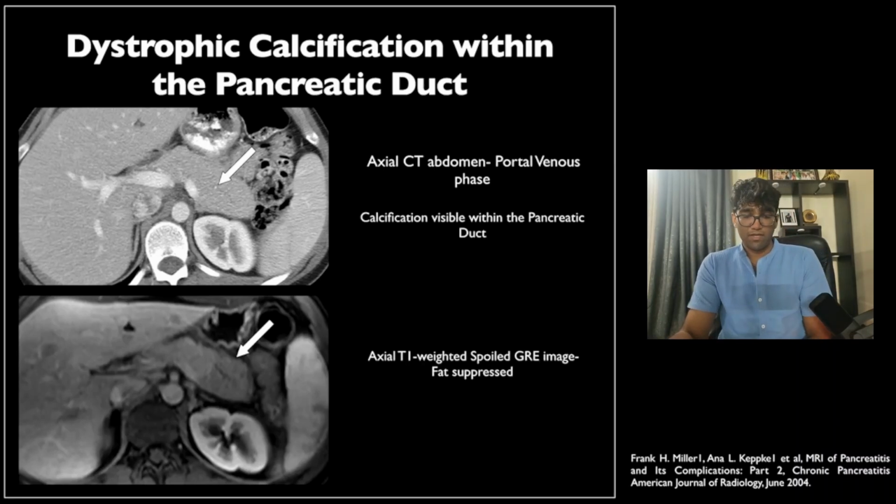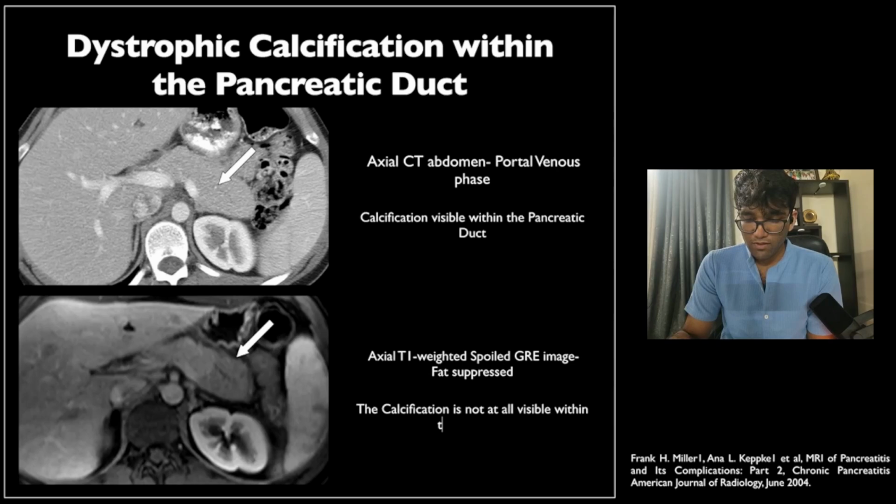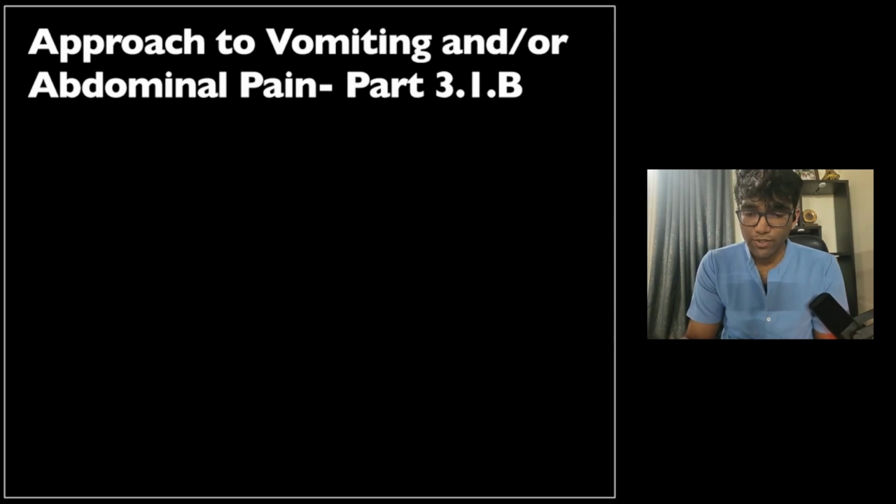Now, the same patient's axial T1 weighted spoiled GRE images, which have again been fat suppressed, show a reduction in the pancreatic signal intensity, but they completely miss the calcified stone in the duct. It's not at all visible, and therefore this is one point at which MRI is not as sensitive as CT. So in this discussion, I've covered the following topics.